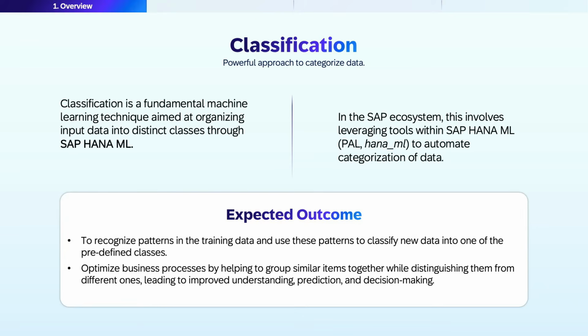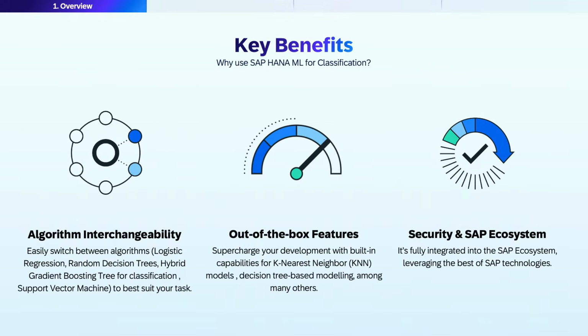Classification is a fundamental machine learning technique aimed at organizing input data into distinct classes. In the SAP ecosystem, this involves leveraging SAP HANA machine learning tools, specifically the Predictive Analysis Library and HANA ML. The expected outcomes include recognizing patterns in the training data and using these patterns to classify new data into one of the predefined classes, optimizing business processes by helping to group similar items together while distinguishing them from different ones, leading to improved understanding, prediction, and decision-making.